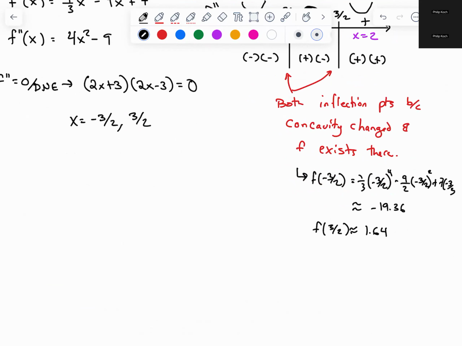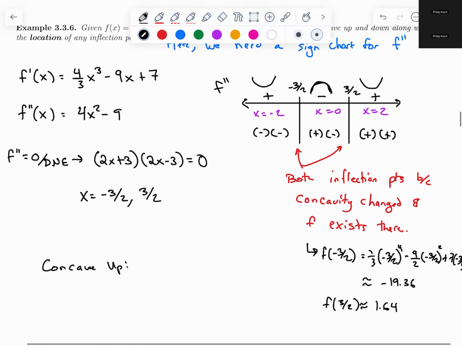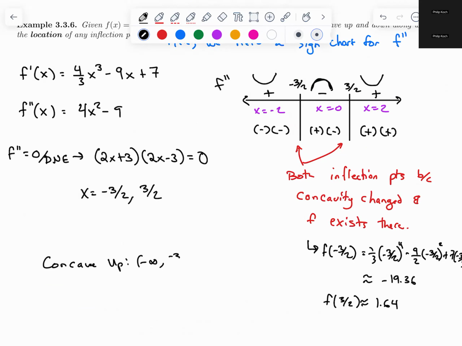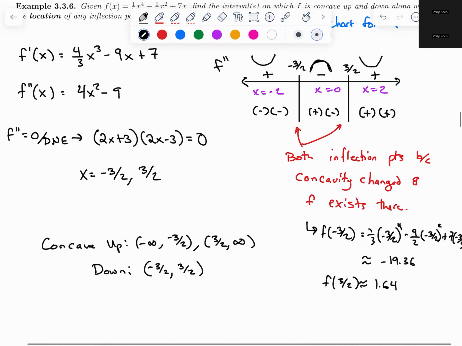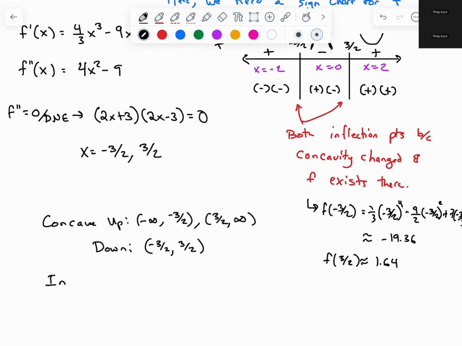So concave up was negative infinity to negative 3 halves, and from positive 3 halves to positive infinity. Concave down was in between those two things, from negative 3 halves to 3 halves. And we had inflection points at negative 3 halves, comma negative 19.36, and 3 halves, 1.64.